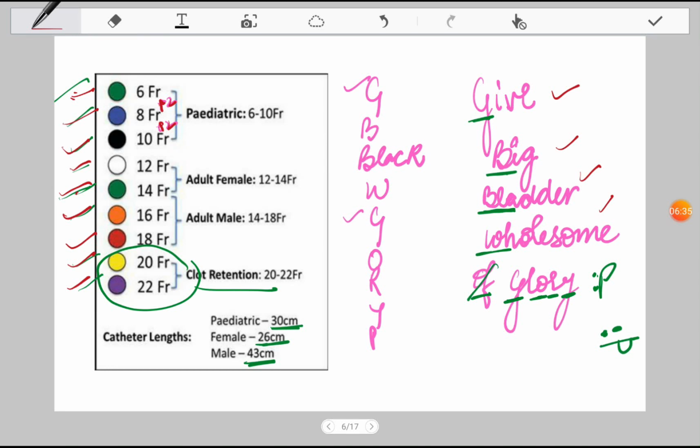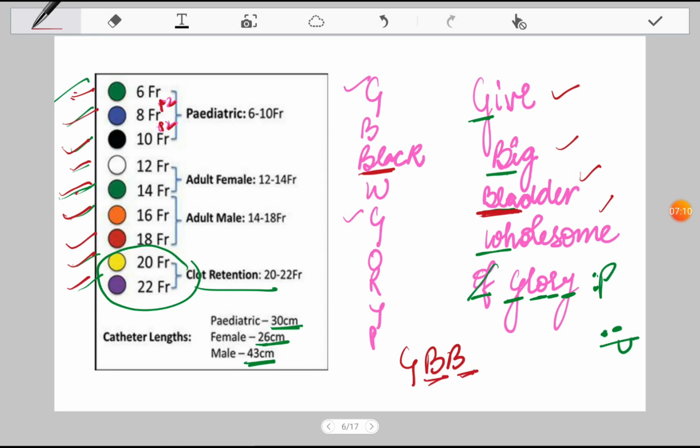Give big bladder wholesome of glory. So G would stand for green, then B for blue. Now there's a good part in this trick which I like. In bladder there is a BLA, so there's no confusion that after GB, the next B is black or blue. Black also starts with BLA and bladder also starts with BLA, so it's easy for me to remember that it is black, not blue.